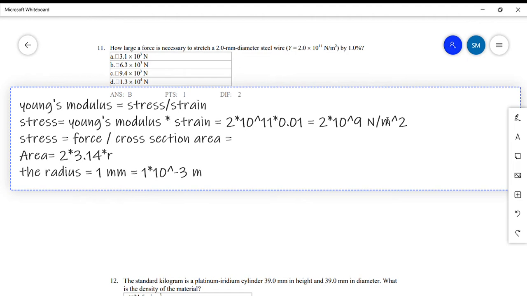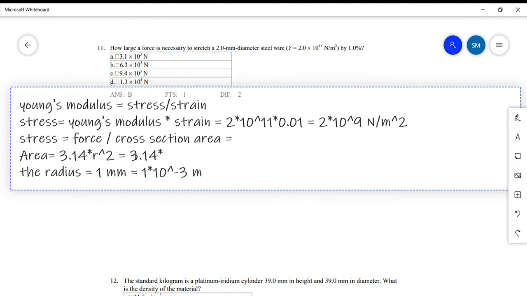When we want to convert from millimeter to meter, we have to divide the millimeter by 1000, or multiply it by 10 power negative 3. So this is the radius. So the area is not 2 pi r, it's pi r square. I'm very sorry. By substituting, 3.14 times r square.